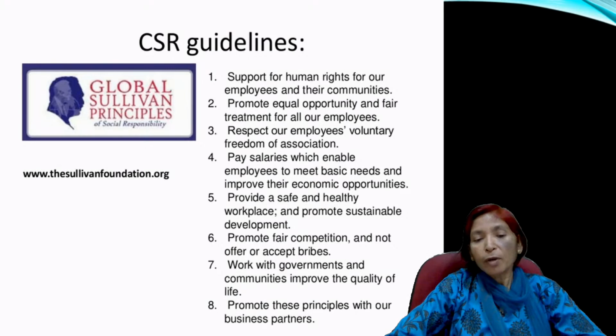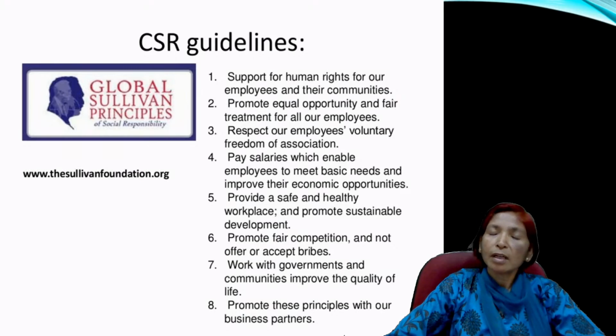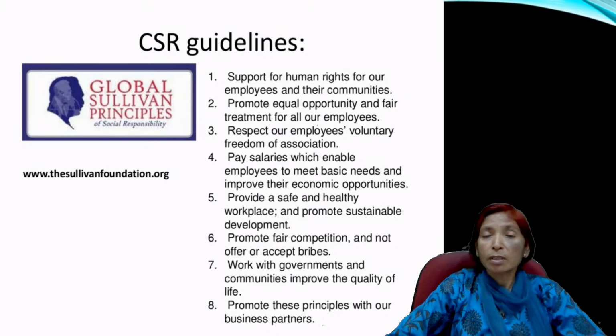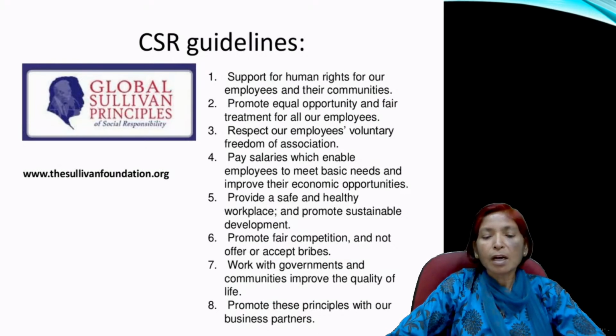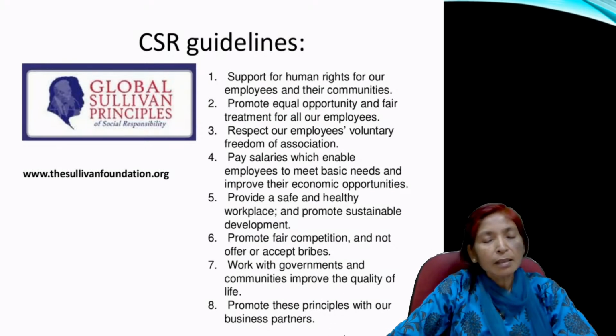Next, seventh point is work with government and communities to improve the quality of life. We should work under the guidelines of the government, and we should live with the whole community, and we should always try to improve their quality of life, their standard of living, and the betterment of their life. Next is promote these principles with our business partners. So these 8 points are included in CSR guidelines. These are CSR guidelines.